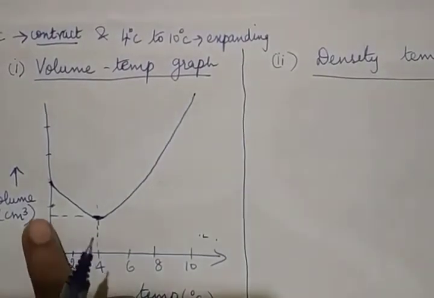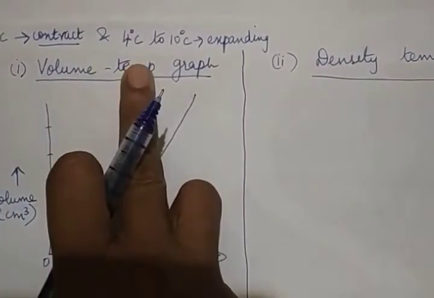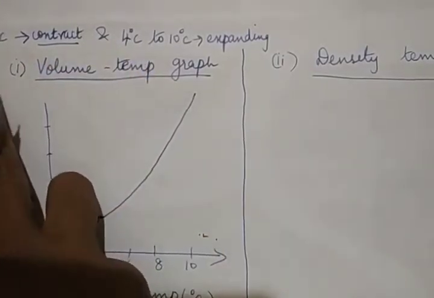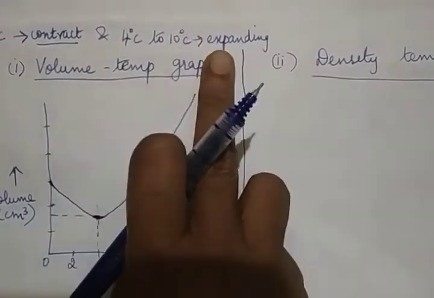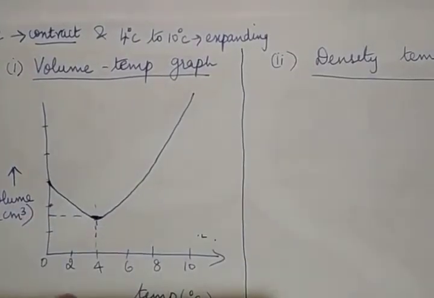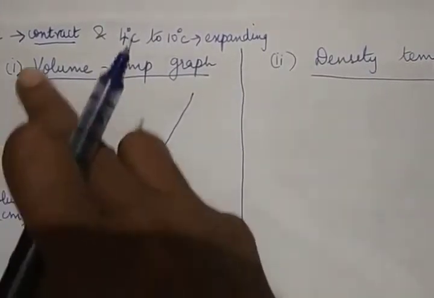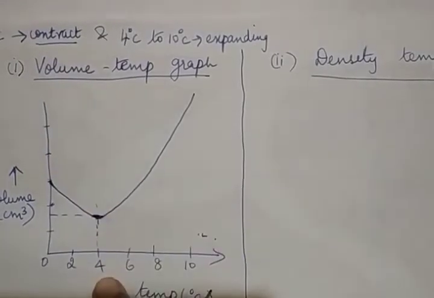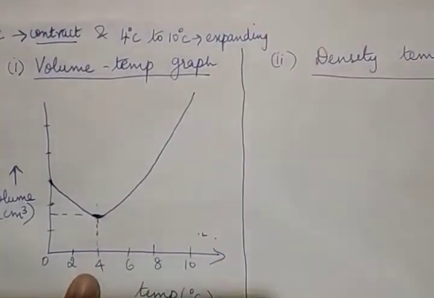I'll explain it again. We are seeing the relationship between volume and temperature of water when it is heated from 0 to 10 degree Celsius. So 0 to 4 it will contract, 4 to 10 degrees Celsius it will expand. So how am I going to show it in a graph? From 0 to 4 my graph will go down, in the sense volume will decrease. From 0 to 4 the volume is decreasing. Beyond 4, meaning 4 to 10, volume increases. So my graph is going like this.